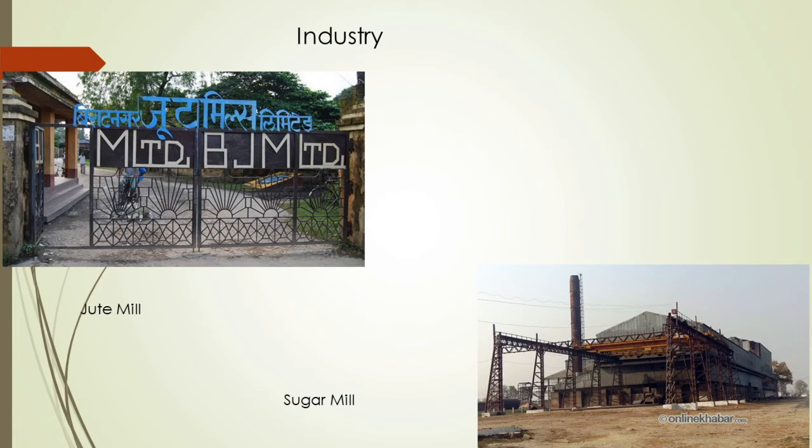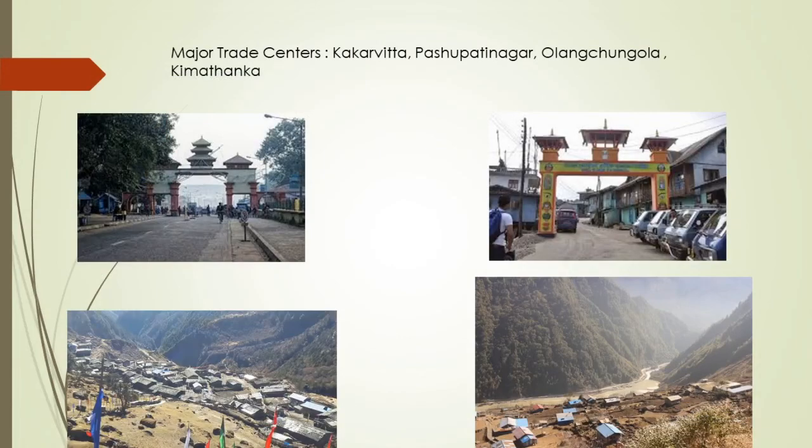Well, I'm going to show you the important transit points. These two major transit and trade centers are Kakarbhitta and Pashupatinagar. Kakarbhitta and Pashupatinagar, these are two ways to go to India. You see, there's a transit point. You can go to India through this way. There are major transit points to go to India.